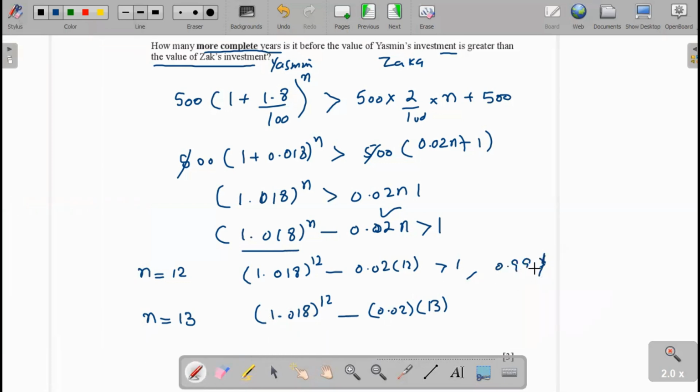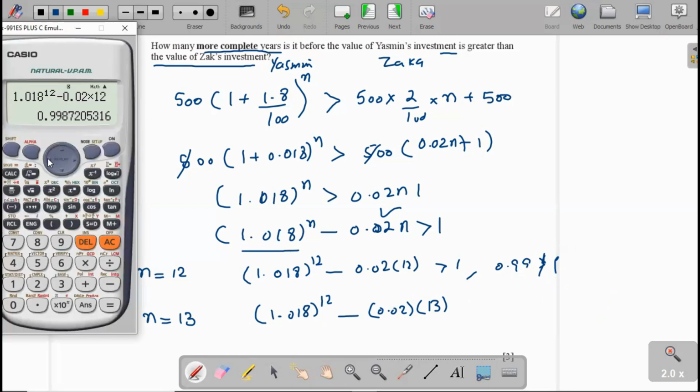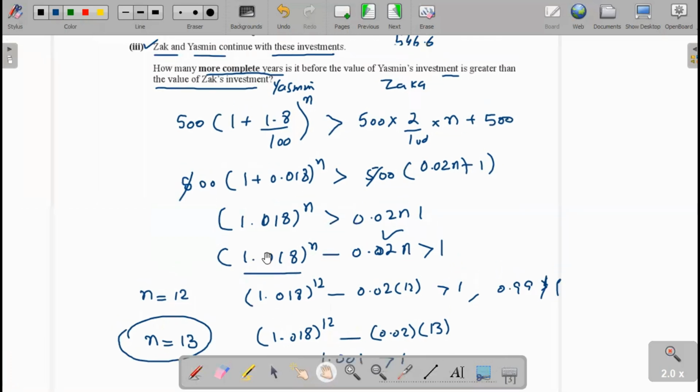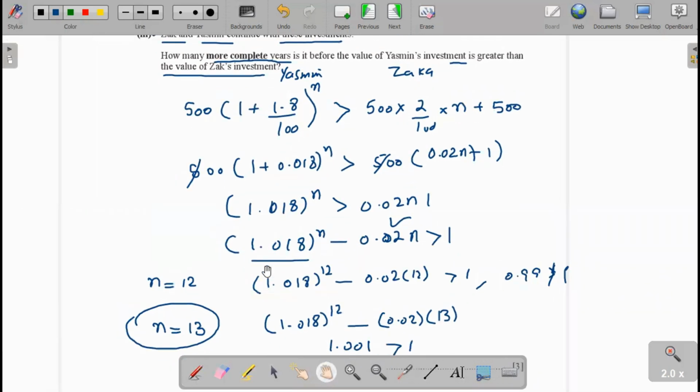Now we take the second value, that is n is equal to 13. Now we put the value 13 here. You see here when we put the value 13, the answer is 1.01001, which is greater than 1. Therefore, that is the number of years when the investment of Yasmin will be greater than the car.